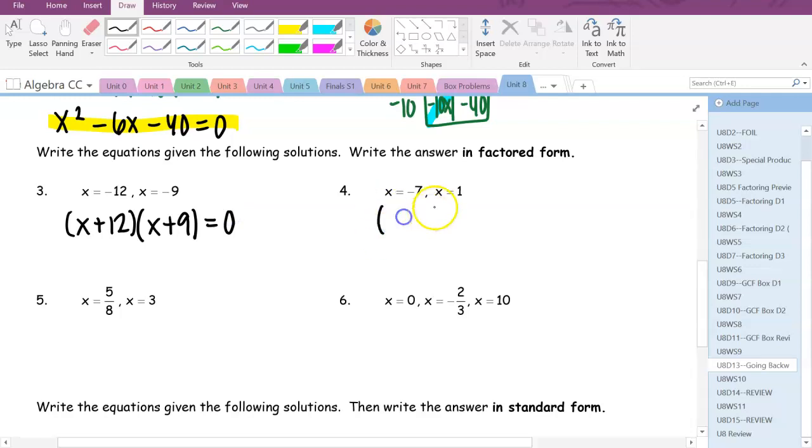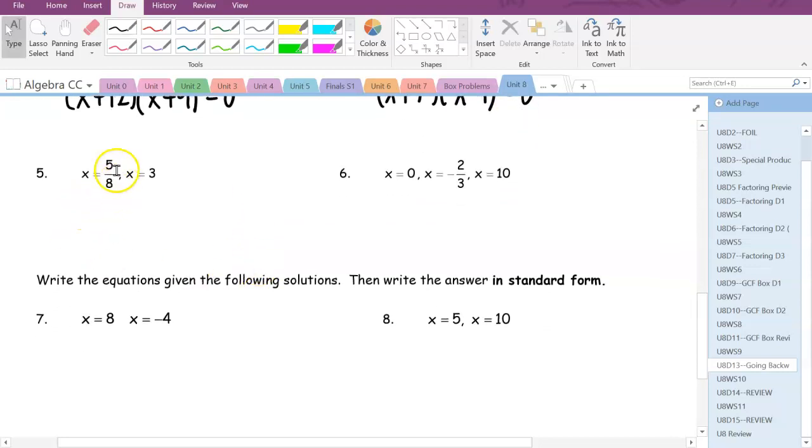Same thing for number 4. Okay, again, your factored form are the opposites of your solutions. Just don't forget that equals 0. Now, when you get to fractions, this is a little trickier.